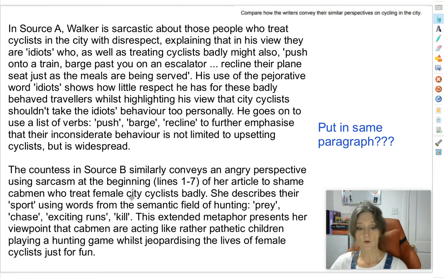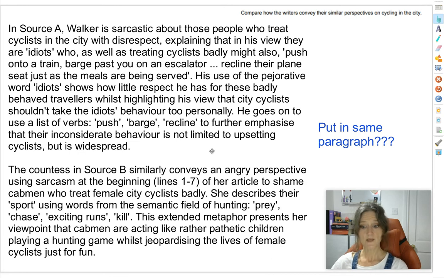So again, I've got that link back to the question, cycling in the city, so that the examiner can see that I am well focused. I've used the word similarly to show that I'm linking it back here. But similarly conveys angry, sarcasm, similarly linking it back. Okay, to shame the cabman.